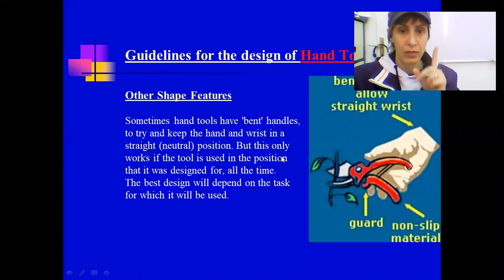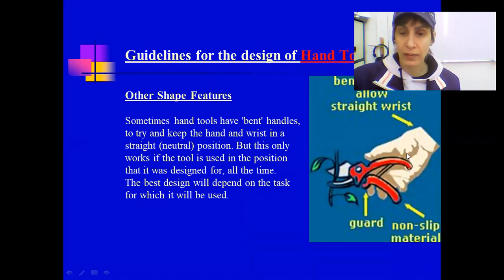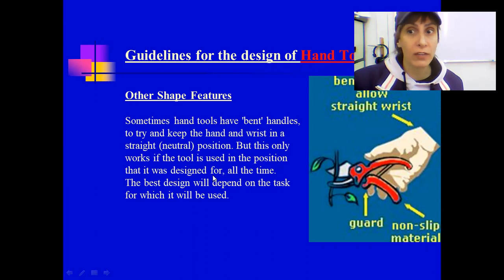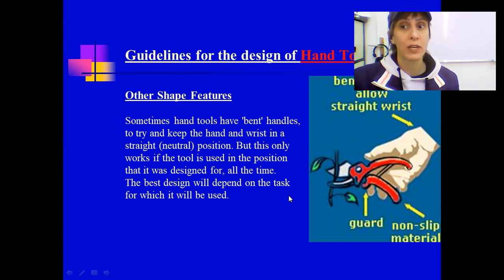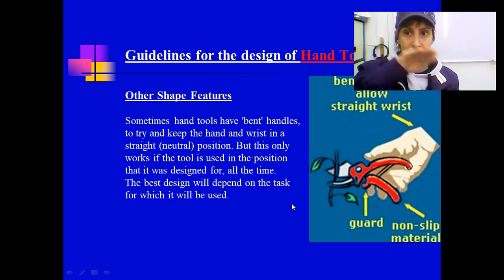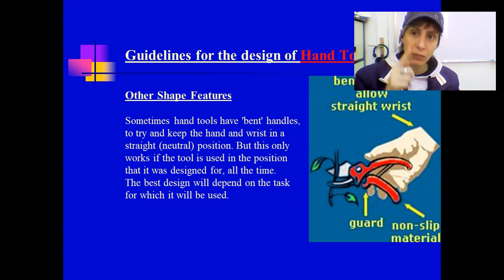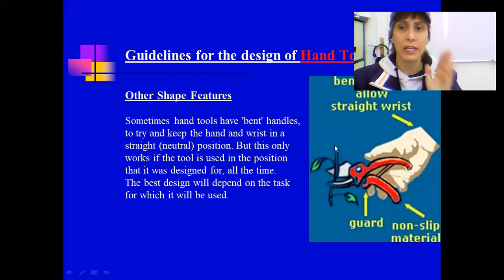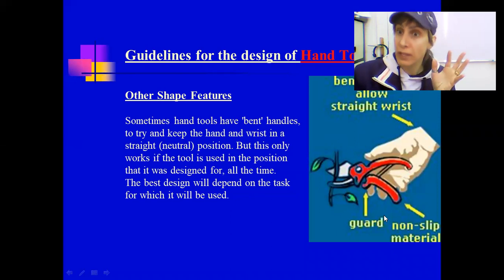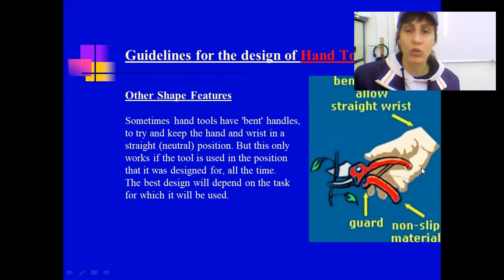But this condition of making the handles bent only works if the tool is used in the position that it was designed for all the time. A tool that has a bent handle, you must always use it in this position, in this way, to perform a task. You cannot use it in a different way. So this design is very good if you use this tool only in a certain position. But if you need to use it in 2-3 different ways, then this will prevent you from using it.